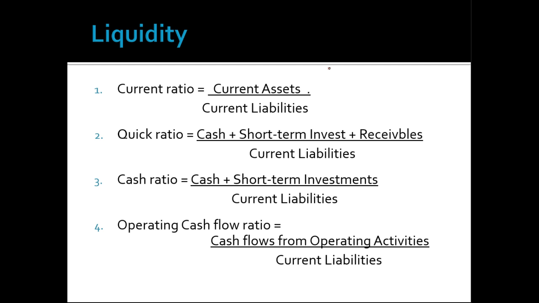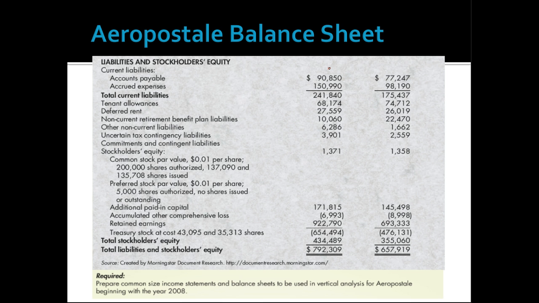If you said the cash flow statement, then you're right. It's going to be cash flows from operating activities divided by current liabilities. Now, I don't have a copy of Aeropostale's cash flow statement, but we're going to follow how to do this anyway. I know that my denominator needs to be the 241,840,000.